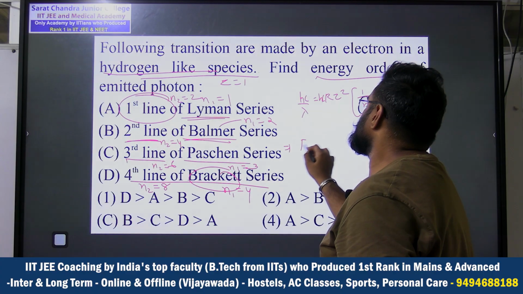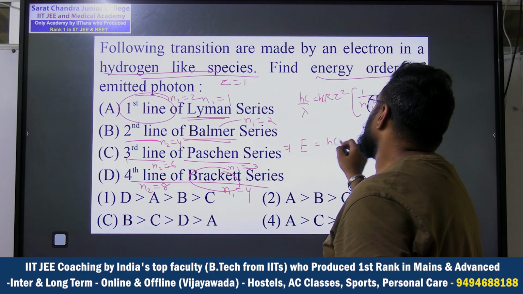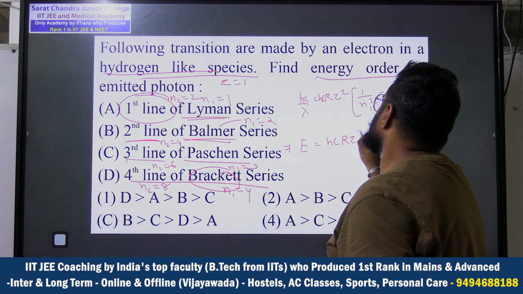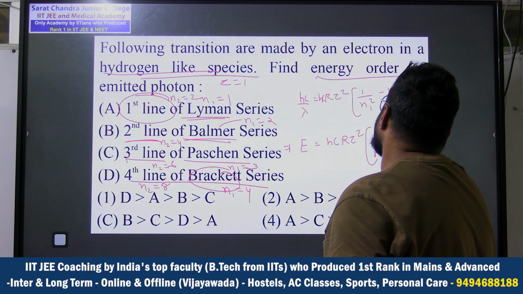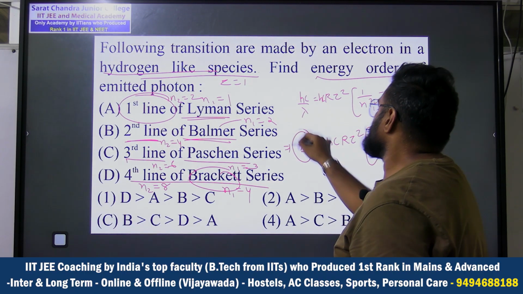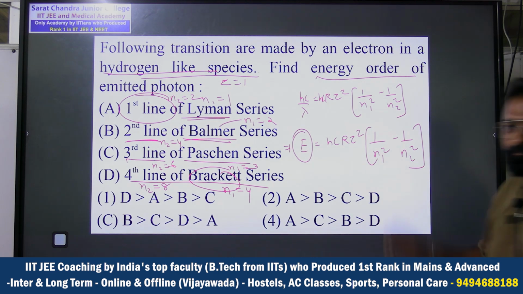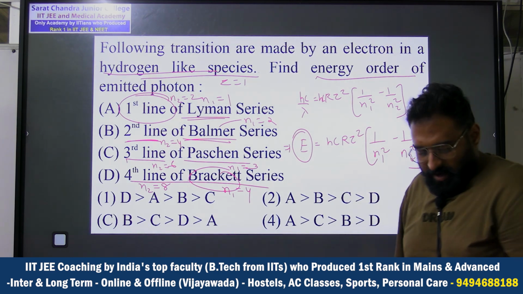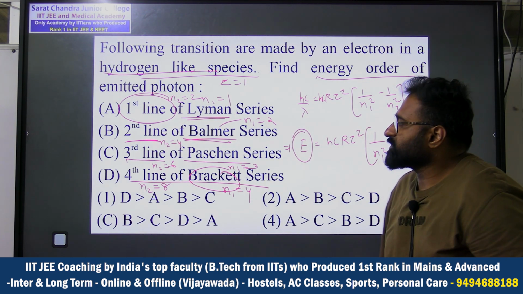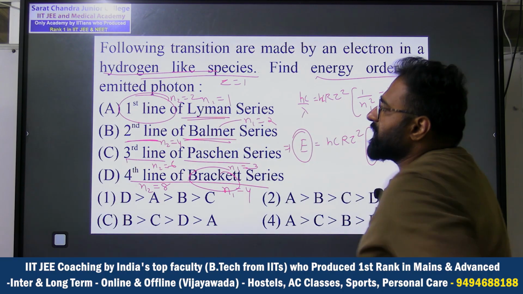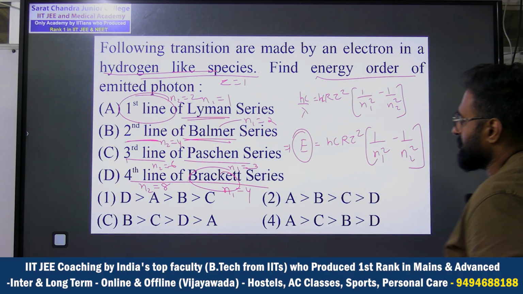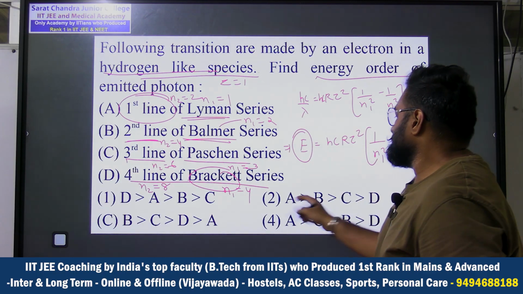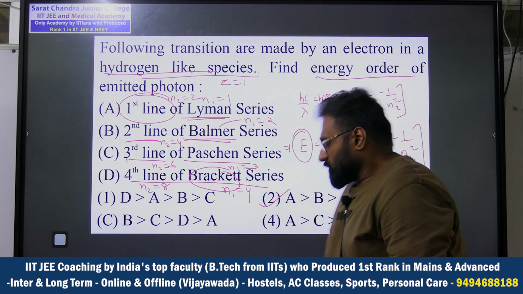So this is energy equal to hcRZ squared times (1 upon n1 squared minus 1 upon n2 squared). As you can see, there is an inverse relation. So with the inverse relation, A will have the highest energy and D will have the lowest energy, in decreasing order.